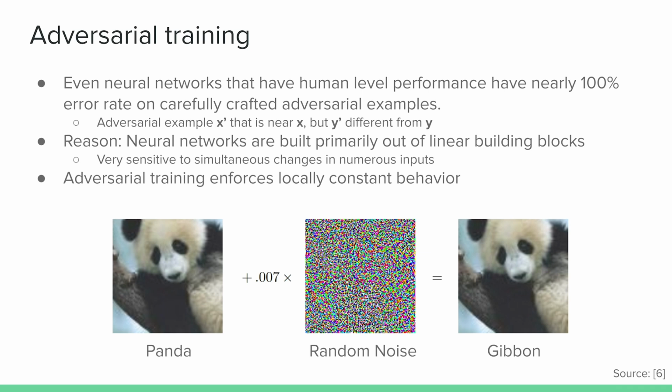And the reason why this is happening is because most neural networks are built primarily out of linear building blocks. And those linear building blocks are very sensitive to simultaneous changes in numerous inputs. Changing just one neuron usually doesn't have such a big impact, but if you change all neurons even just a tiny little bit, these linear building blocks are very sensitive and can have severe effects on the output. If we perform adversarial training, we would enforce locally constant behavior, and how we do this is basically by just adding a little bit of random noise to our input.